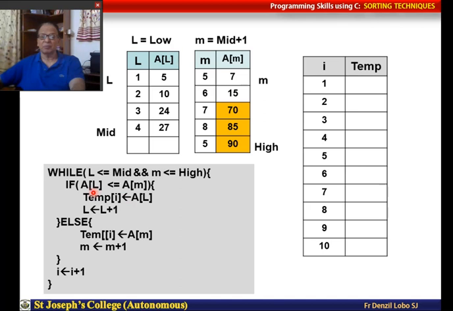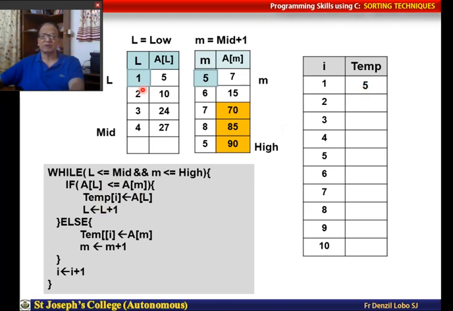So first you compare. For example, A1 now, A1. Compare with A5. So you ask this question, is A1 less than A5? Yes. Then you insert it into a temporary array. So 5 is inserted there.